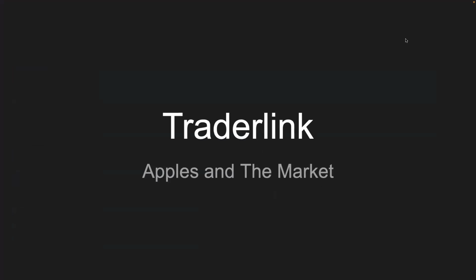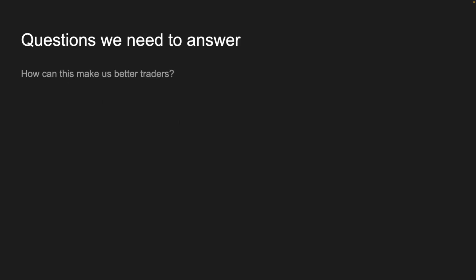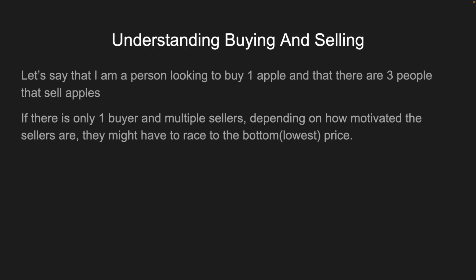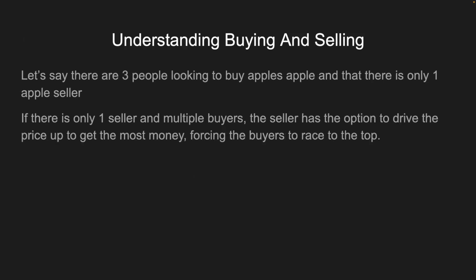So, last Tuesday, we started to talk about buying and selling and kind of the general idea of how markets work. We wanted to get a better understanding of price action, and we're going to follow up on that today. We needed to set a baseline for the general mechanics of buying and selling, right? So we started to cover what happens when we have one buyer and one seller, what happens when we have one buyer and multiple sellers, and then what happens when we have multiple buyers and only one seller, right?